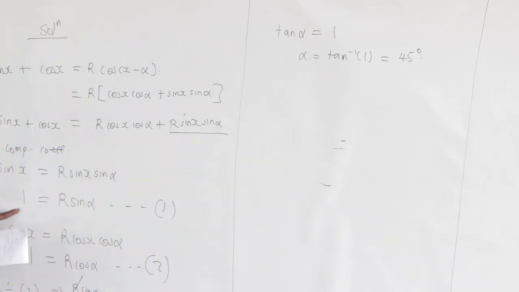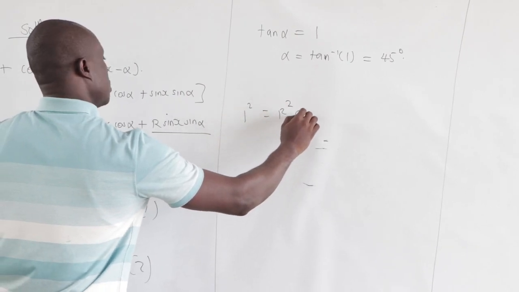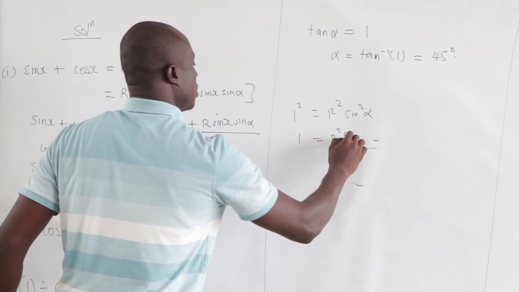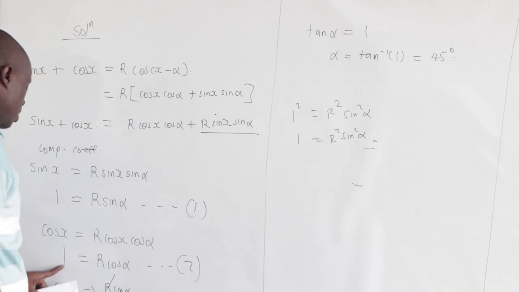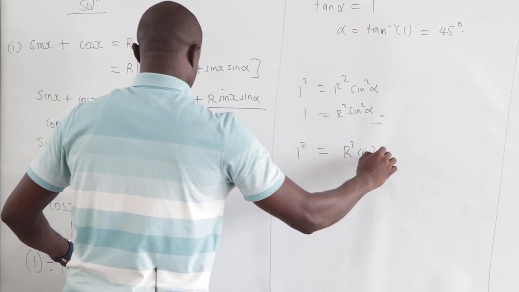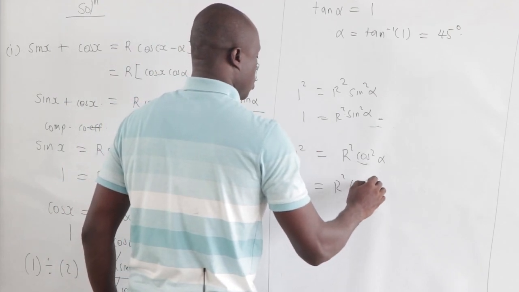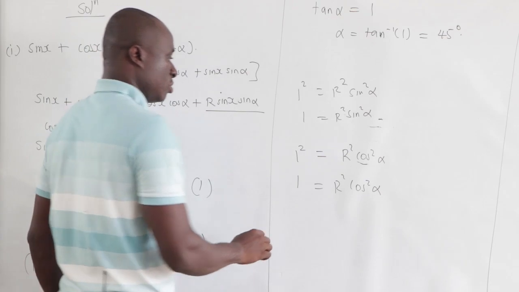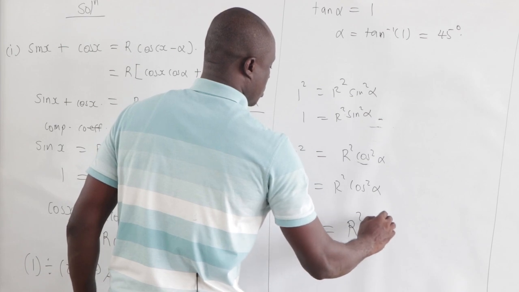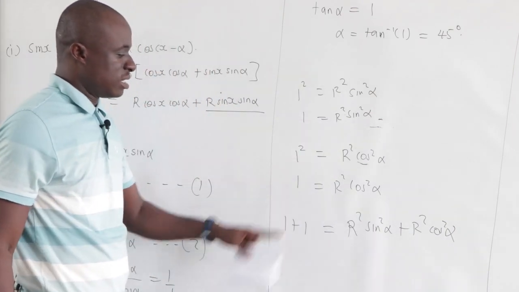Now I want to find r. What can we do? When we square equation 1, what are we getting? 1 squared equal to r squared sine squared alpha. Now squaring equation 2, you have 1 squared equal to r squared cos squared alpha, and this is just 1 equal to r squared cos squared alpha. Now adding these two, we have 1 plus 1 equal to r squared sine squared alpha plus r squared cos squared alpha.